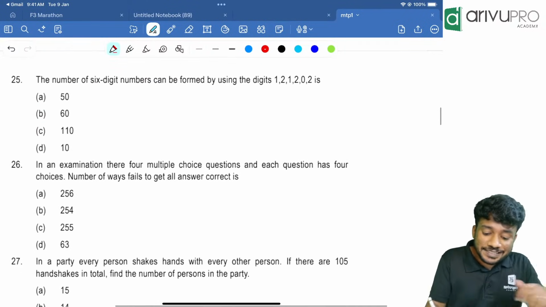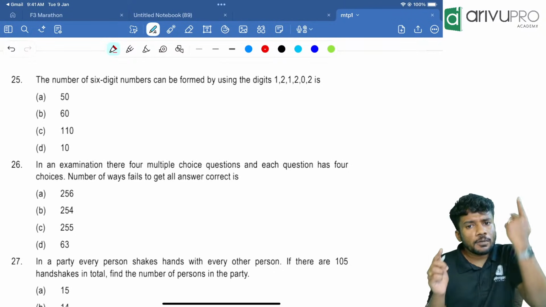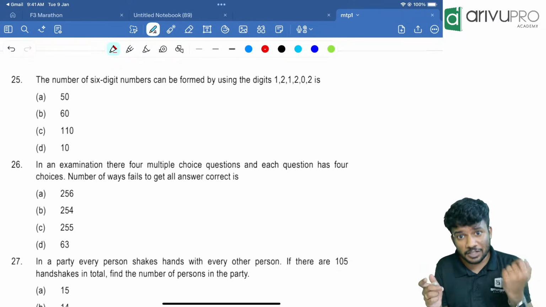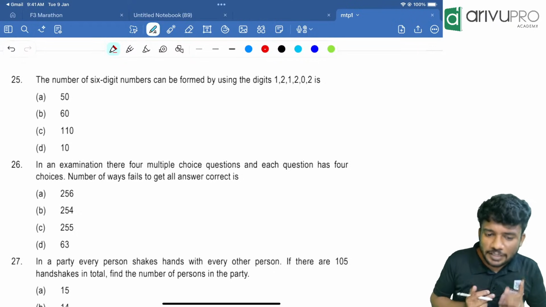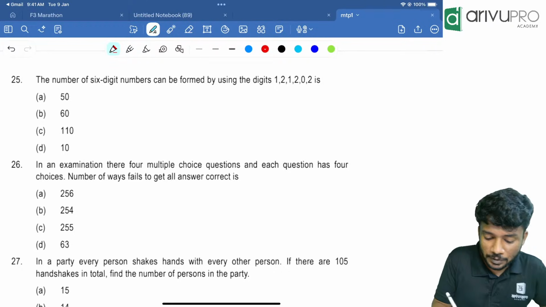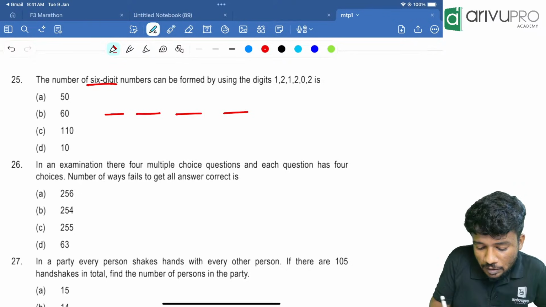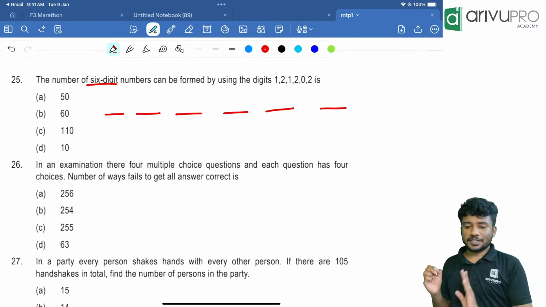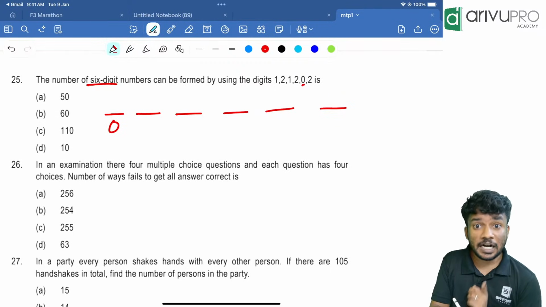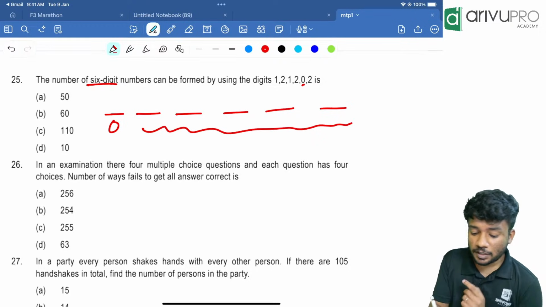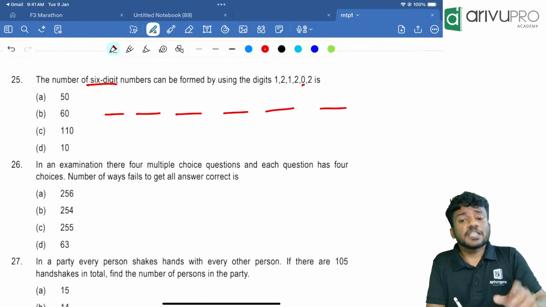Next one. The number of 6-digit numbers that can be formed by using the digits 1, 2, 1, 2, 0, 2. So these are the given digits. Repetition is there. So accordingly, we should do it. I'll tell you the method, people. So a 6-digit number we should form, right? So 6 digits means 1, 2, 3, 4, 5, 6 places. Now, people, can 0 sit in the first place here? If 0 is the starting digit, it will automatically become a 5-digit number. That is not at all possible. So you cannot put 0 over here.